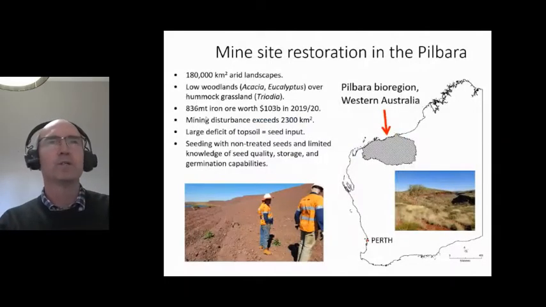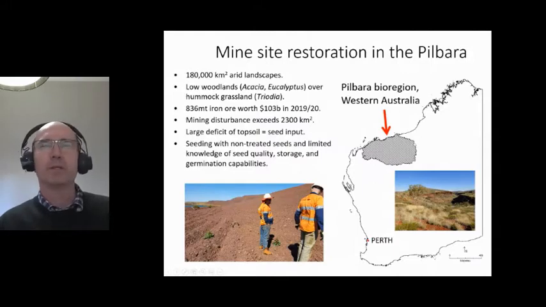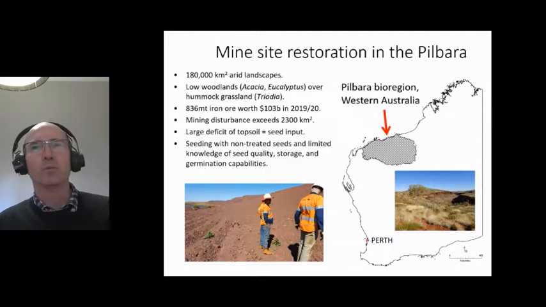Australia. So the Pilbara is quite a vast landscape, you can see it here, about 180,000 square kilometres in the northwest of Western Australia. It's predominantly a grassland, terrestrial grassland, and it's quite a pristine landscape actually. That is, except for when we have the mining impact.